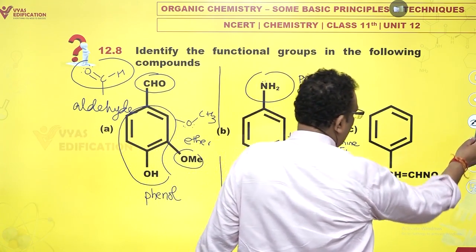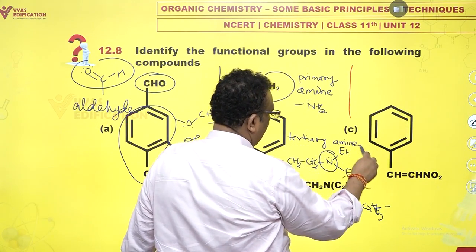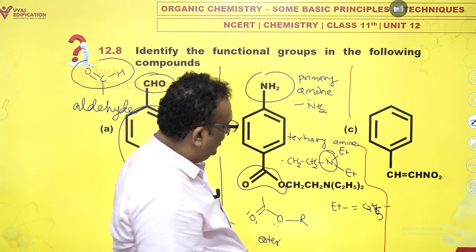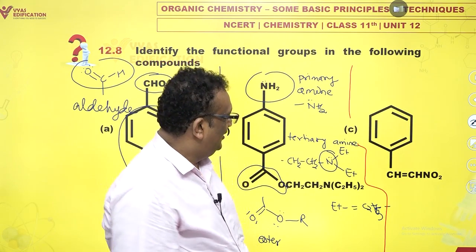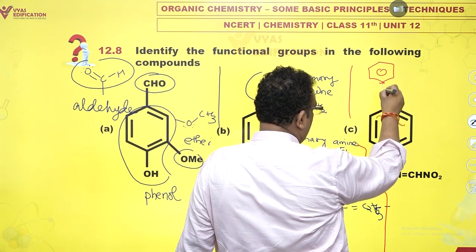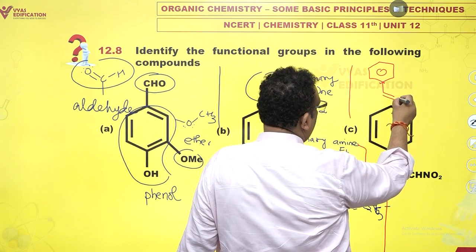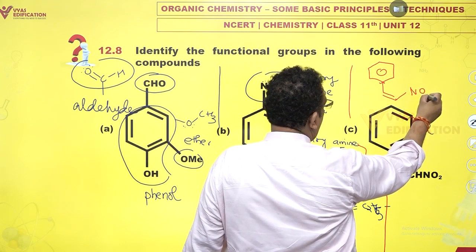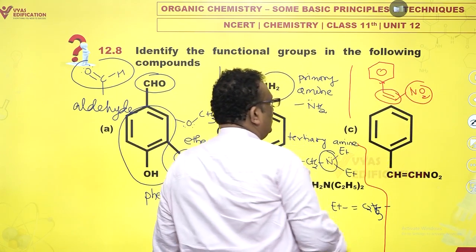What about the third one? Let's take a look. It looks much simpler, doesn't it? It is a benzene ring, fine. Then you have C double bond C, and then you have NO2. So 2 different functional groups.